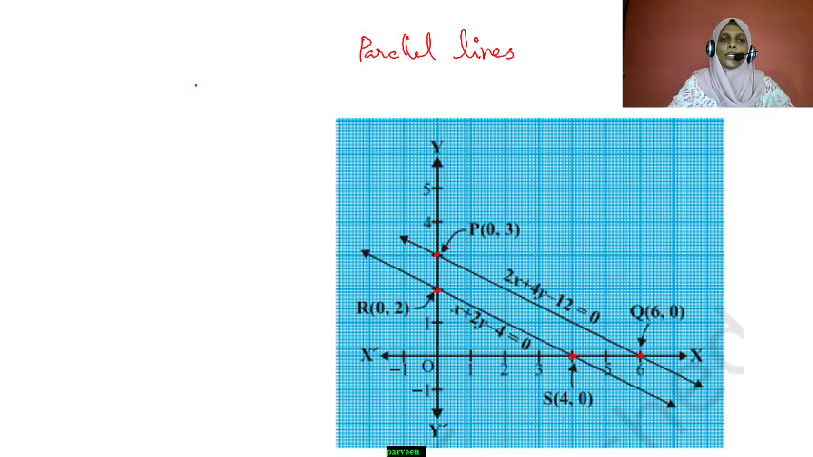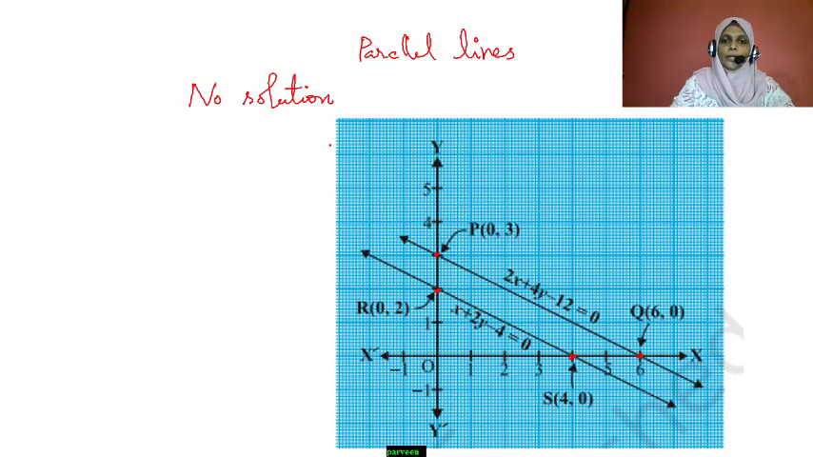So since they are parallel, they are not going to meet anywhere. And so we say the solution is not possible. We have no solution possible if it is parallel lines. First one, we had got intersecting lines, we have got a single point, we had got a unique solution. The second pair of linear equations which I have taken, we have got parallel lines, so no solution is possible.